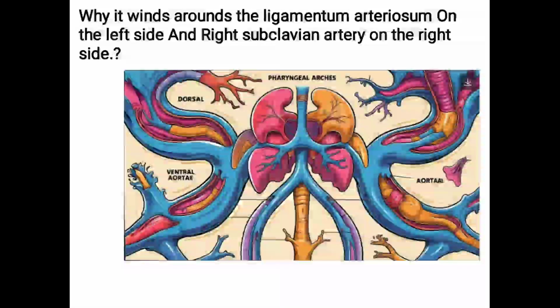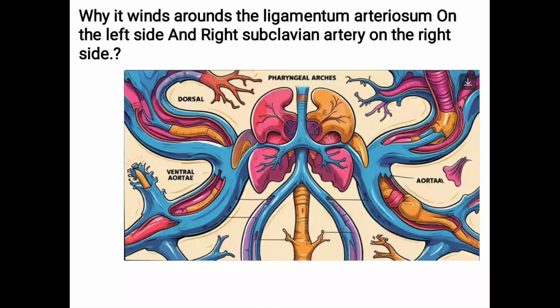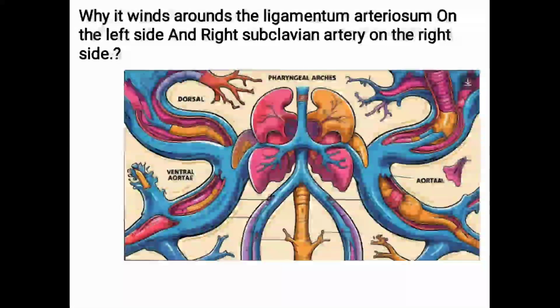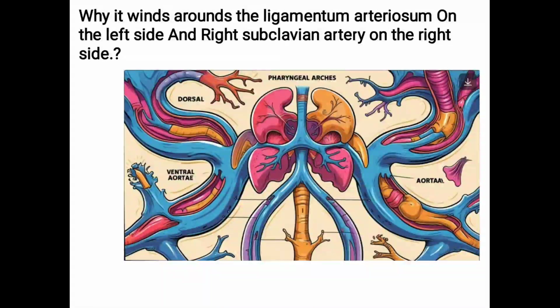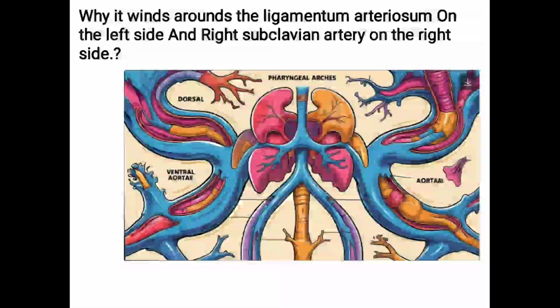Why does it wind around the ligamentum arteriosum on the left side and the right subclavian artery on the right side? Look at this image. The pharyngeal arches, the dorsal and ventral aorta. Is there any relationship between them? Yes.